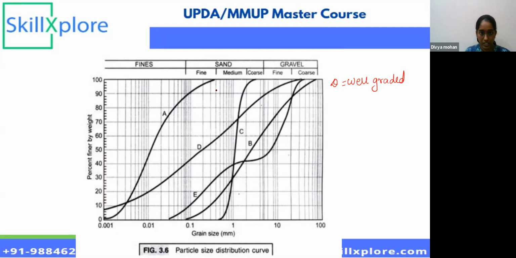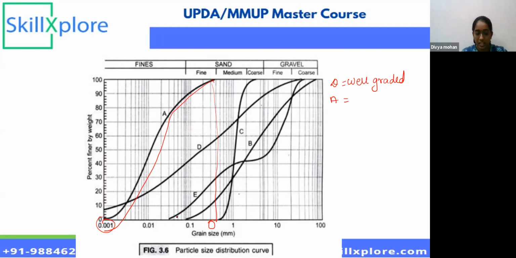Okay, and we'll take A. So this has a greater range. However, A is also well graded, but it has a particle range only from this to this particle. So this soil A is also well graded, but it will not have any coarser particles, so it is only a fine grained soil. It is not a coarse grained soil. This D graph has both fine grained soil and coarse grained soil and everything.